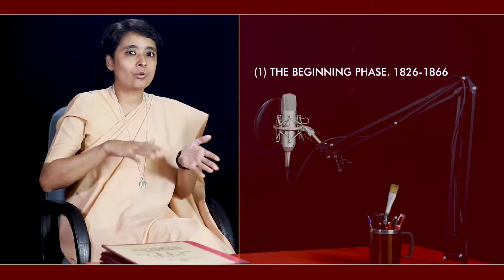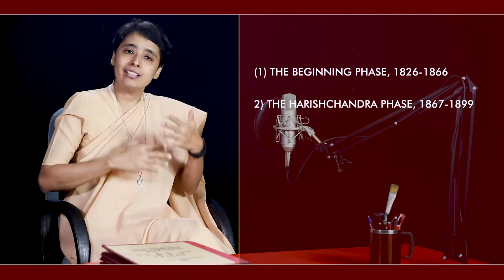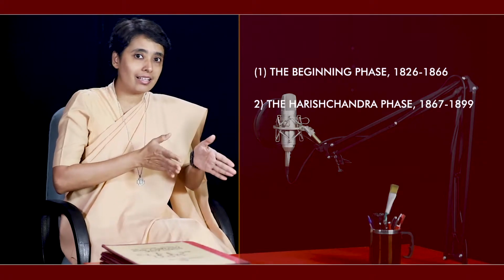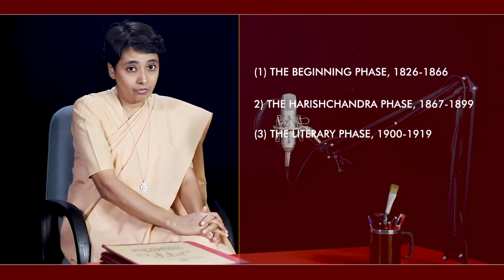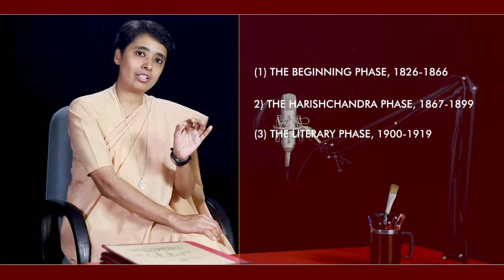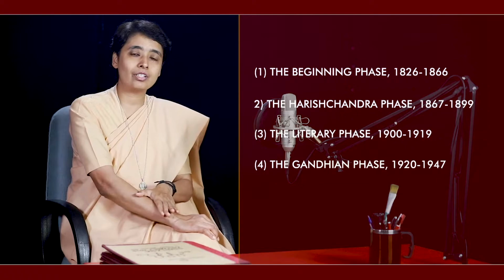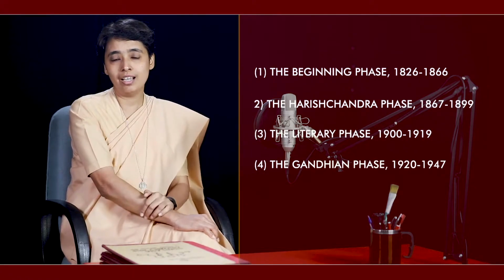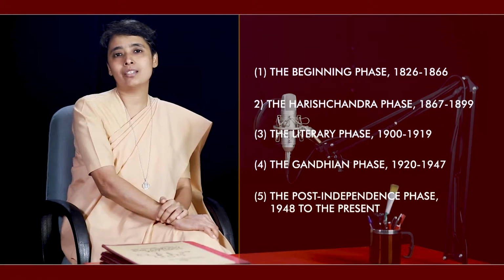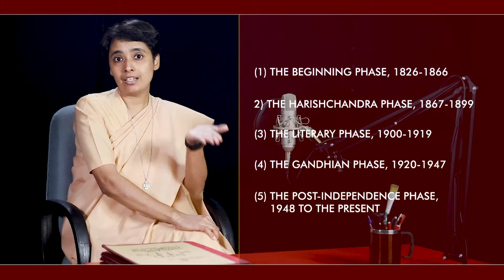The first phase, the beginning phase, that is from 1826 to 1866. The second phase, the Harish Chandra phase, that is from 1867 to 1899. The third phase is the literary phase, that is from 1900 to 1919. The fourth phase, the Gandhian phase, that is from 1920 to 1947. And the fifth phase, the post-independence phase, from 1948 to the present. So, now let us go in a detailed look at these 5 phases in this module.